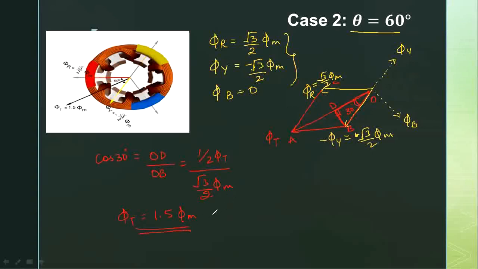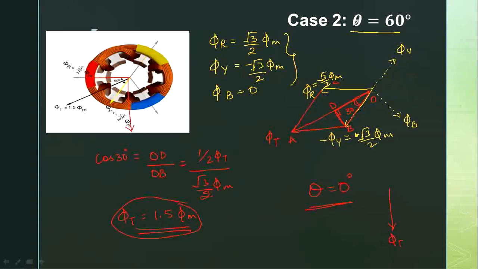So if you observe here, the resultant flux vector has the same magnitude as in the previous case, that is 1.5 times phi m, but it is rotated through 60 degrees in the clockwise direction without changing the value. Initially, when I considered theta equals 0 degrees, the position of phi t was vertically downwards, right? Initially, the phi t value was here.